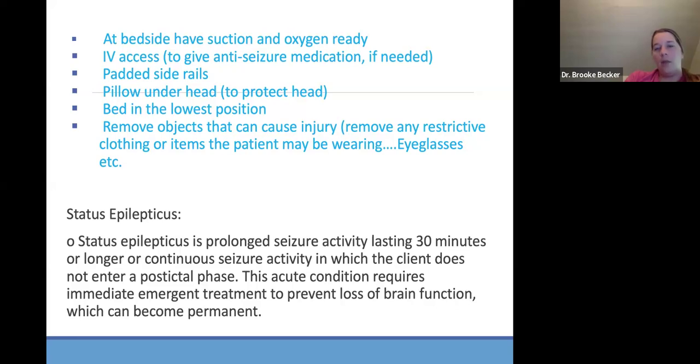Okay. Status epilepticus. This is where they're having seizure activity for longer than 30 minutes or continuous seizure activity, and they do not have a postictal phase. So they're just kind of having cluster seizures. So one right after the other. Okay. So emergent treatment and intervention is needed, something like diazepam to prevent loss of brain function. Okay.